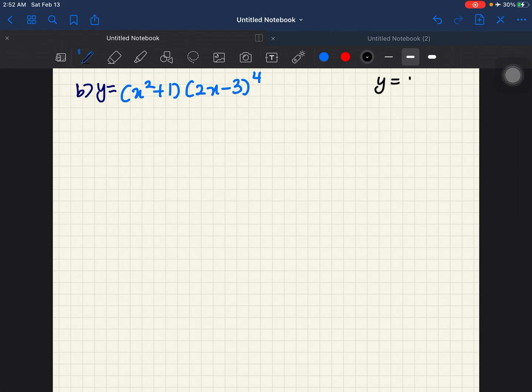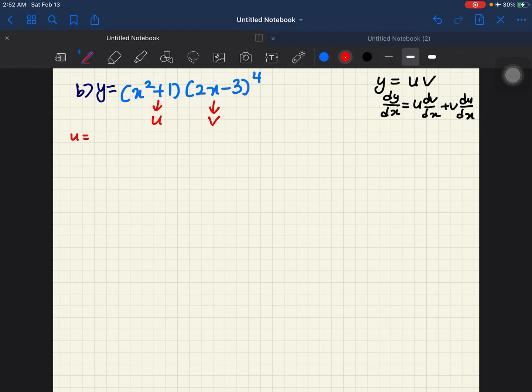So you are using u and v as well. And remember, I wrote it down here. The formula for dy over dx for the product rule is u dv over dx plus v du over dx. So, recognize your u and v first. Normally, the first one will be u, and the second one will be v.